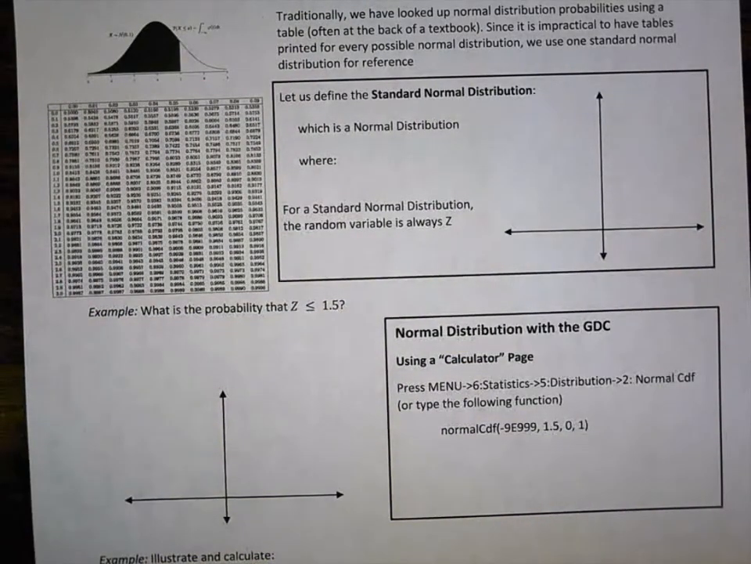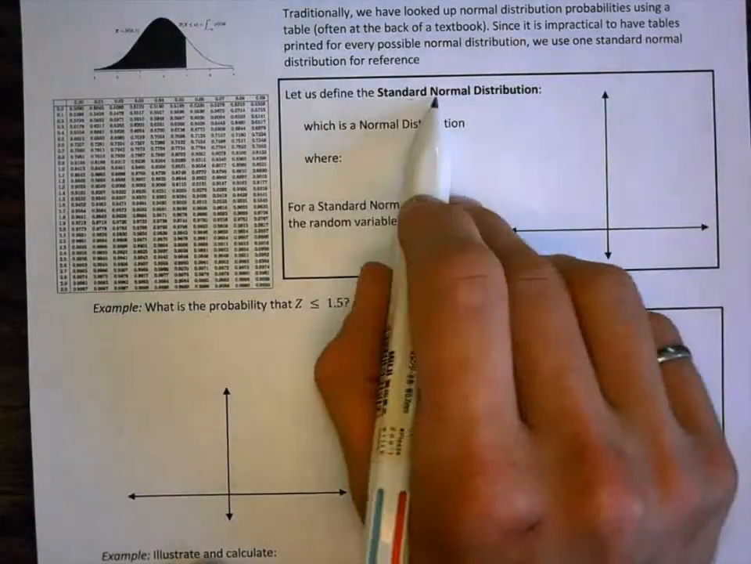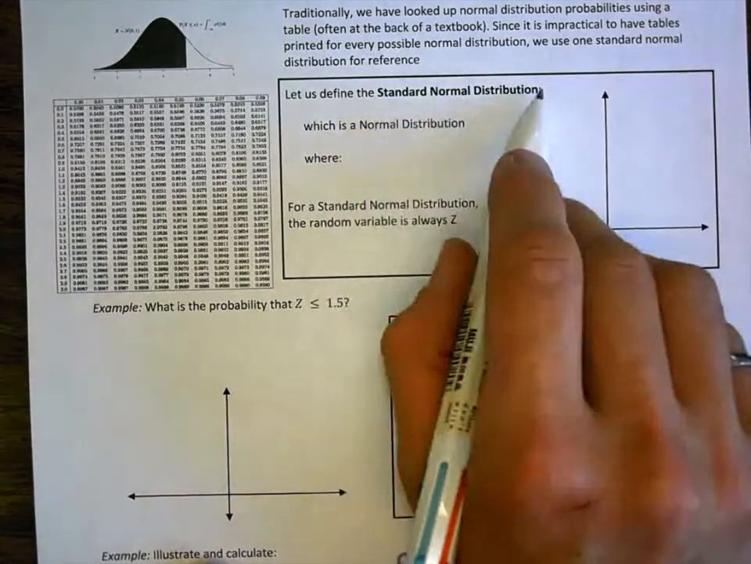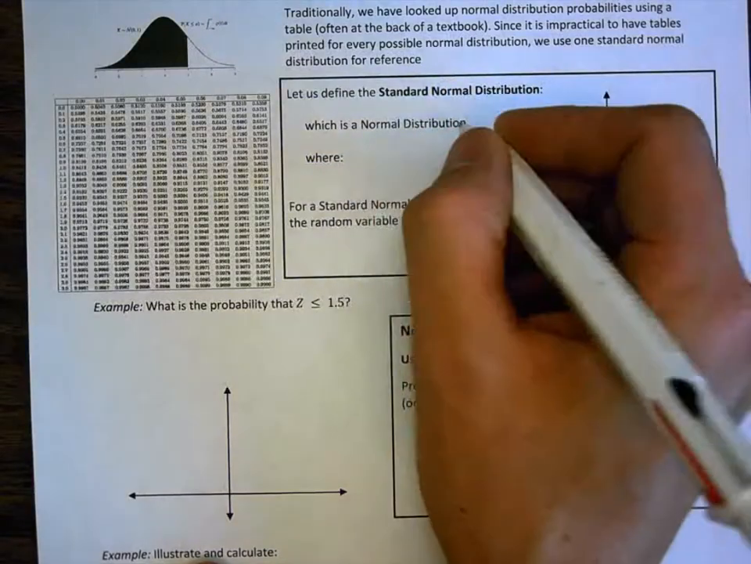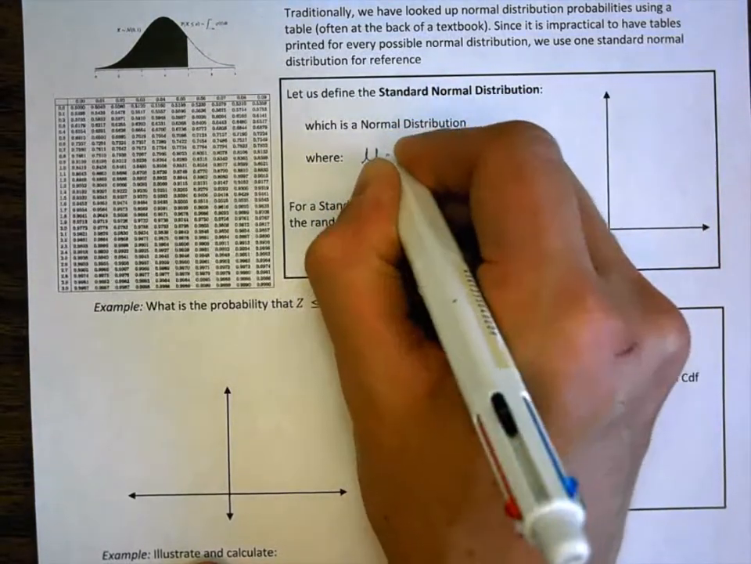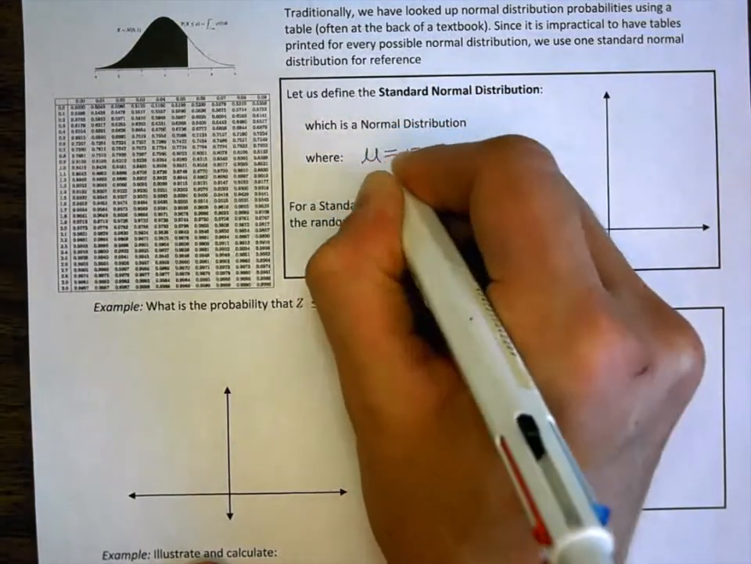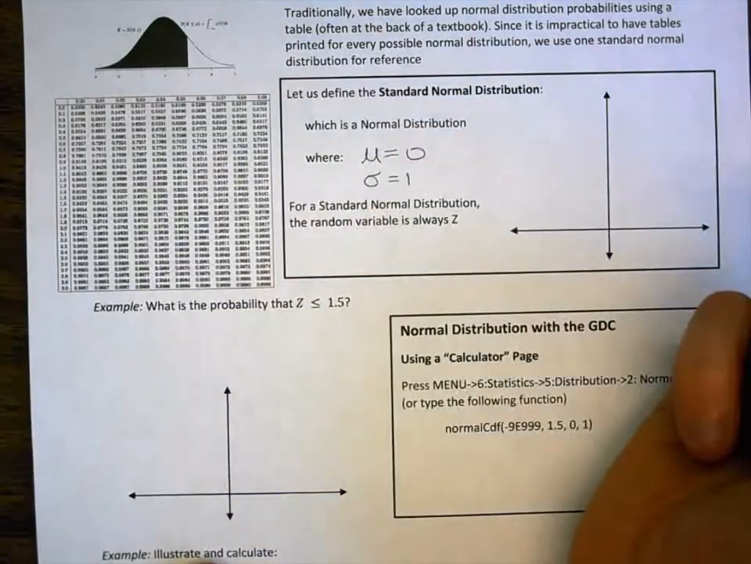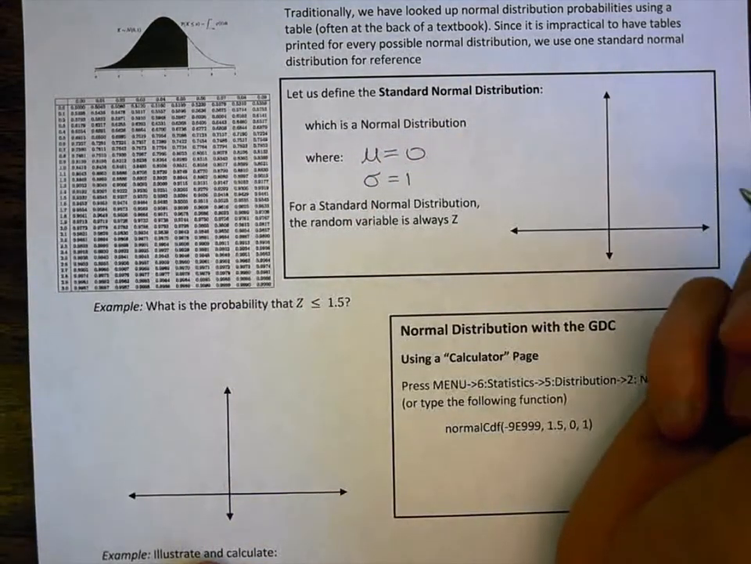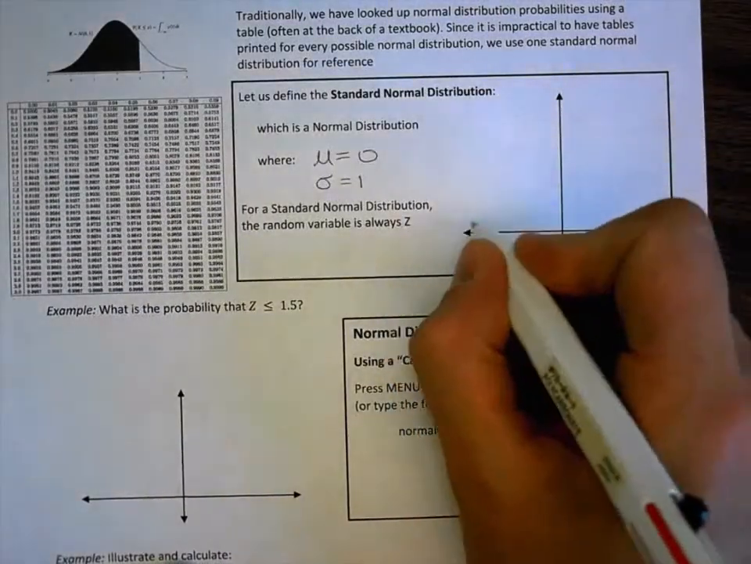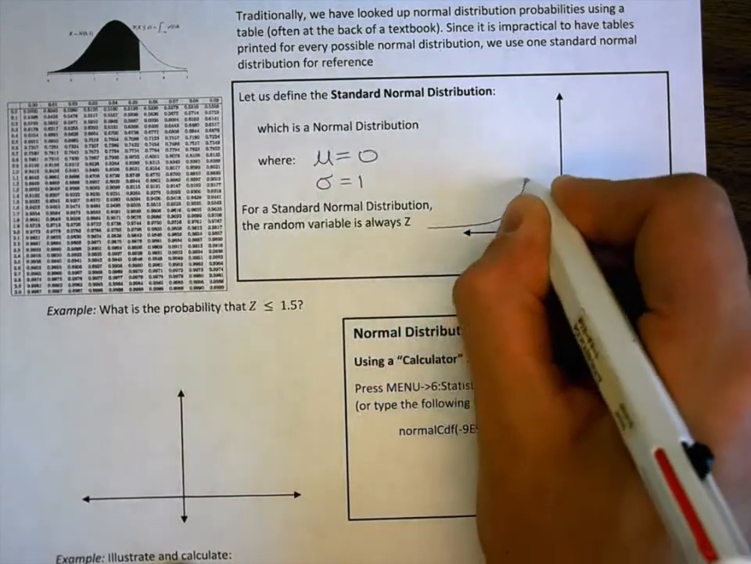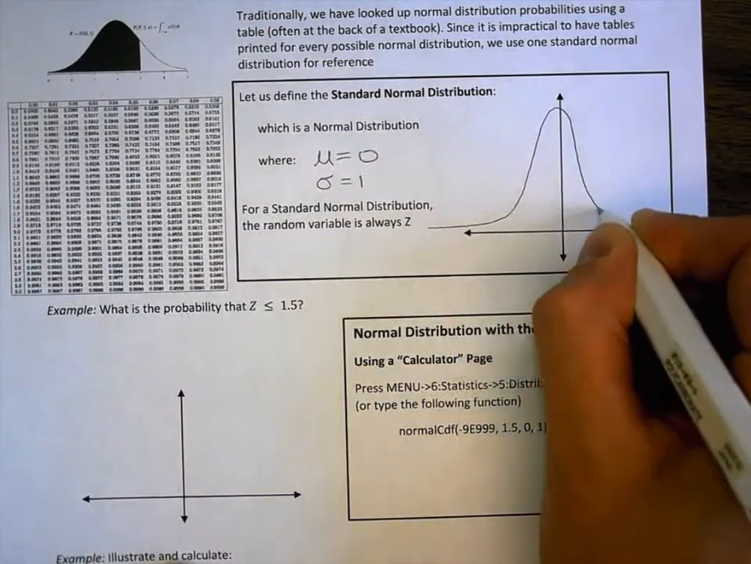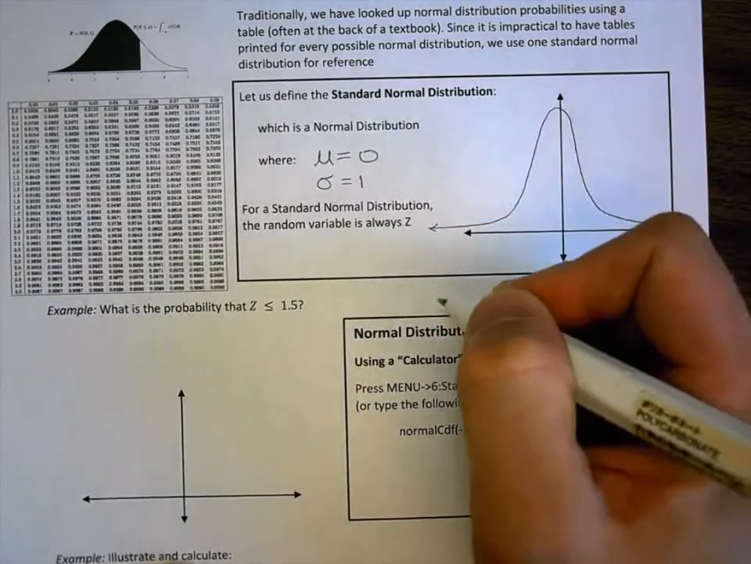So instead, what we do when we do a stats class is we define a standard normal distribution. This is the one version of the normal distribution that we can look up in the back of a textbook. It is a normal distribution where the mean is 0 and the standard deviation is 1. That's called the standard normal distribution. And it's centered on a mean of 0, so it's centered on the y-axis. So it looks like that, or something like that.